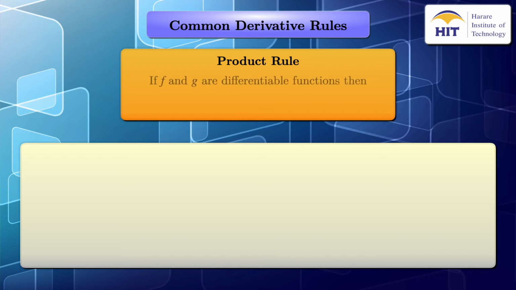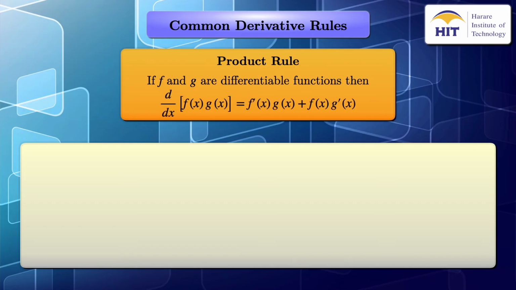If f and g are differentiable functions, then the derivative with respect to x of f of x multiplied by g of x is equal to f prime of x multiplied by g of x plus f of x multiplied by g prime of x. For example, if we have a function y is equal to 7x plus 1 multiplied by x to the power 4 minus x cubed. Looking at this function, we can call this part here our f of x, and this part here our g of x. So we have two functions multiplying each other, f of x and g of x.